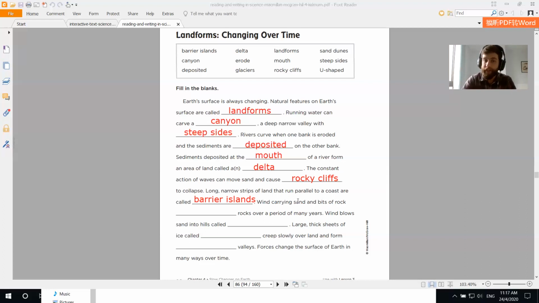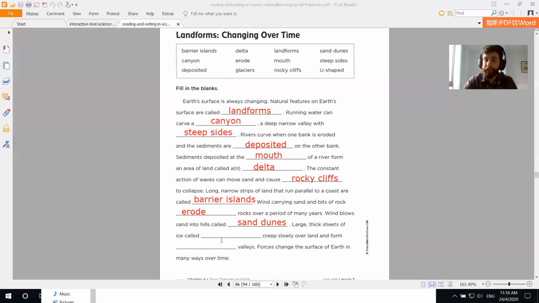Wind carrying sand and bits of rock erode rocks over a period of many years. So we got water, we got wind, and don't forget about the ice. Okay. Wind blows sand into hills called sand dunes. Remember the sand dunes that we looked at? They're like hills made of sand.